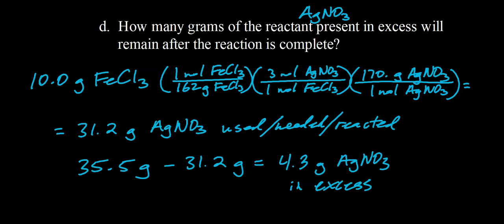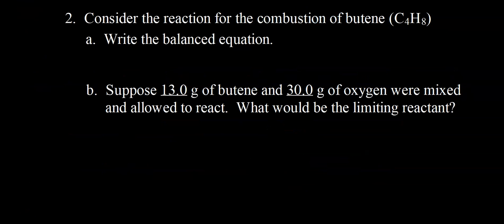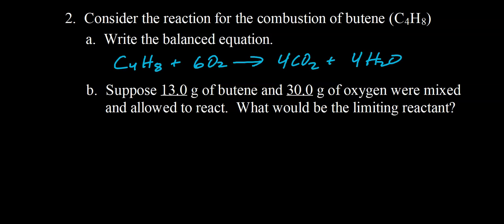All right, so let me kind of walk you through the entire process with a new problem. So I'm going to show you a little different technique as opposed to the last one. So consider the reaction for the combustion of butene, which has a chemical formula C4H8. We'll start off with the balanced equation, and then we'll do the problem. So go ahead and pause the video and write the balanced equation for the combustion of butene. Do that now. So there's our balanced equation.